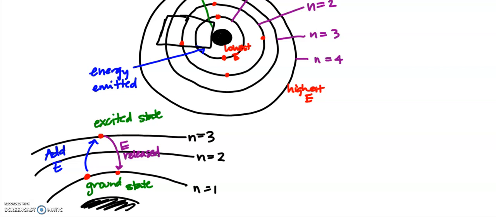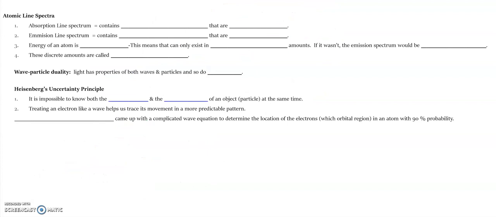So what we're just talking about is where electrons are and how they move around. With this, we can see this in what we call line spectrums. So you can have an absorption line spectrum or an emission line spectrum. And an absorption line spectrum contains wavelengths. And remember, if it's visible light, that's going to be colors that are absorbed.